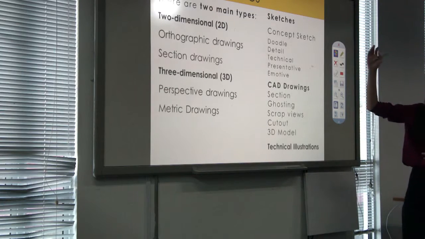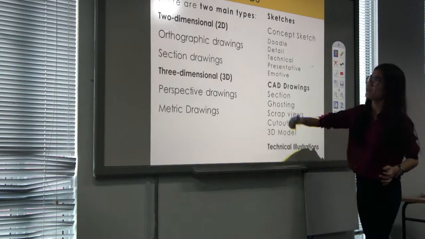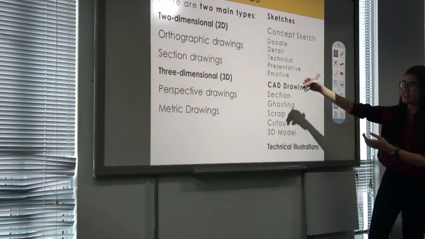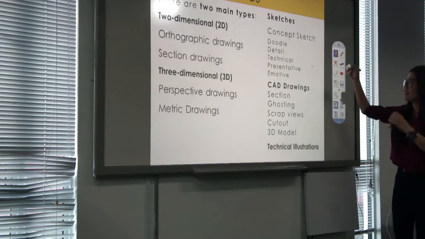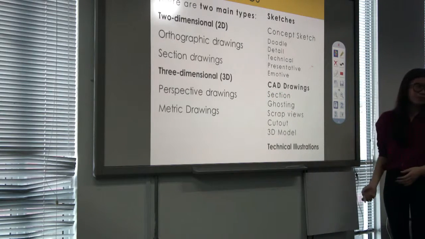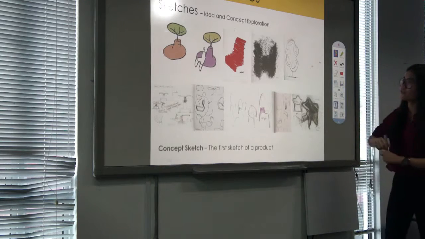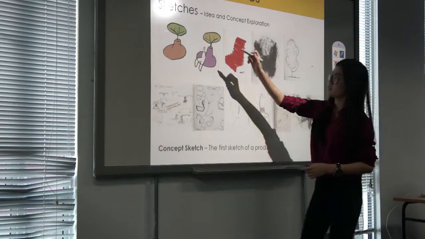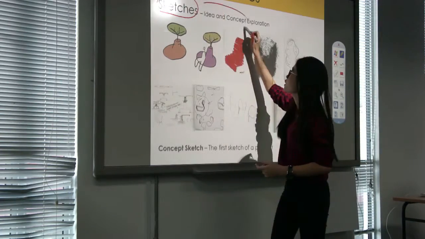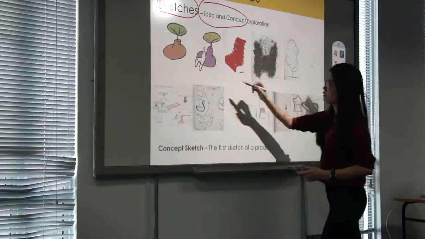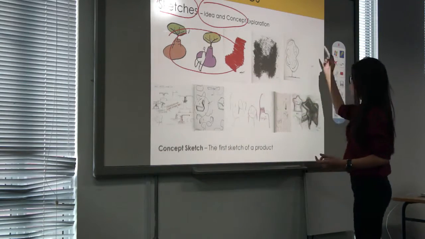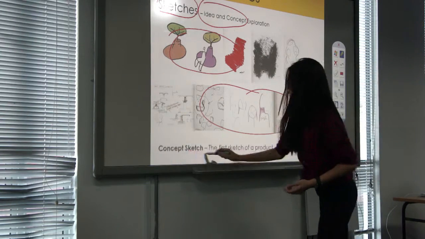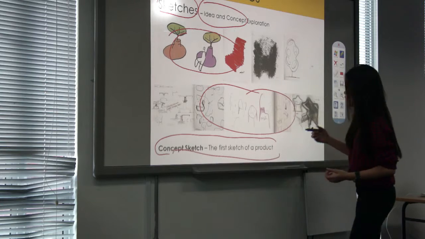So now we're going to talk about the types of drawings. There are two main types: two-dimensional, which we call 2D, and 3D, which is three-dimensional. And there are sketches, CAD drawings, and last but not least, technical illustrations. The first one is sketches. Sketches are the most important, where you come up with ideas and concepts. As you can see, these are doodles and some of the drawings like this. Concept sketches are the first sketches of a product.